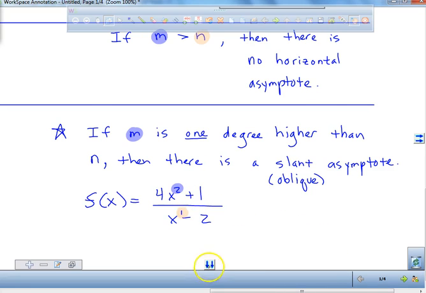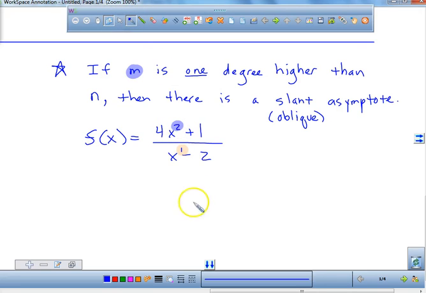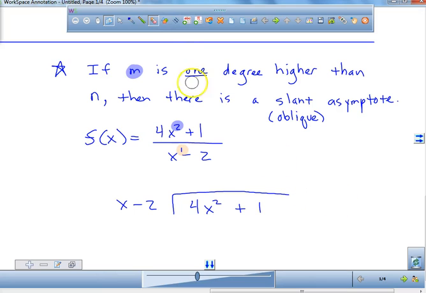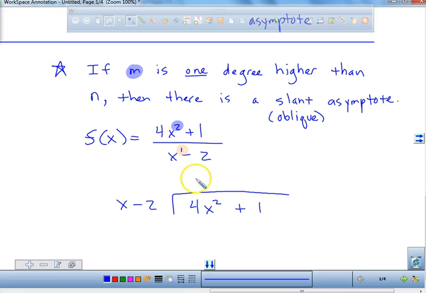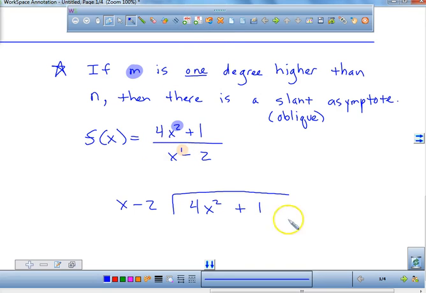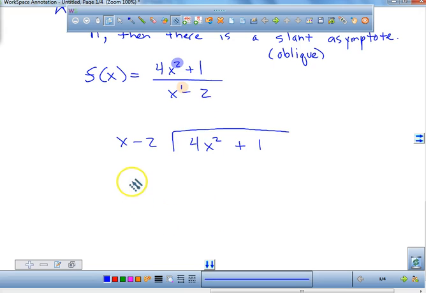So right now, what I'd like you to do, I want you guys to do x minus 2 into 4x squared plus 1. Now, sometimes you have to do long division. Sometimes you can do synthetic division. Do we have to use long division here, or can we use synthetic division? We can use synthetic because the degree right here is simply a 1, and there's the number 1x minus 2. So let's just use some synthetic division, and I'll explain to you how to find your slant asymptote.